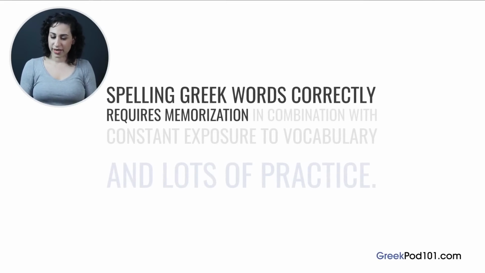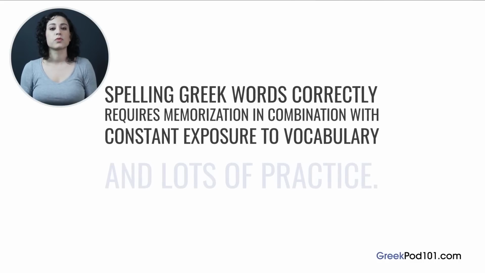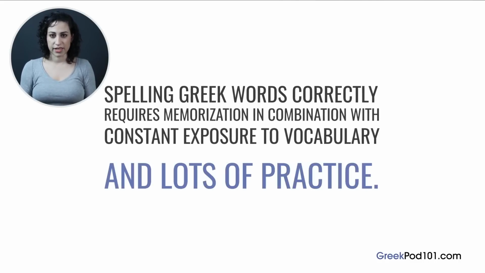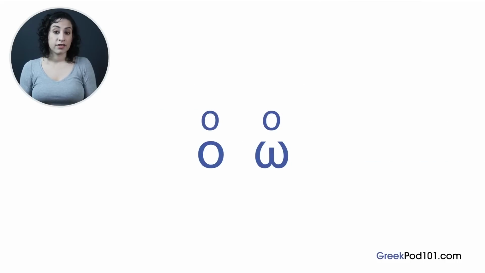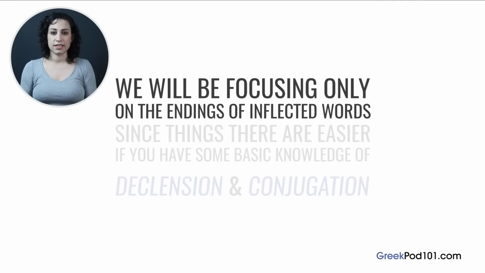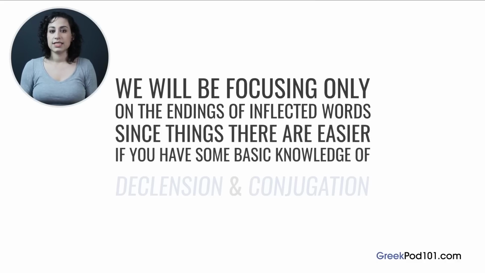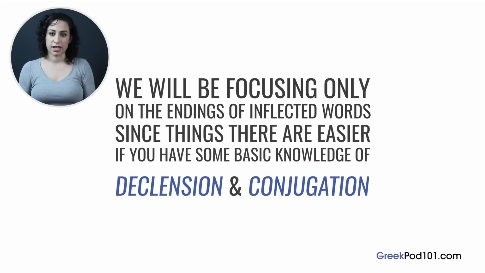Like I mentioned in the previous video, spelling Greek words correctly requires memorization in combination with constant exposure to vocabulary and lots of practice. Since Greek has two different letters for the same O sound, let's see in what words you are most likely to see each one. We will be focusing only on the endings of inflected words though, since things there are easier if you have some basic knowledge of declension and conjugation. Let's get into more detail.